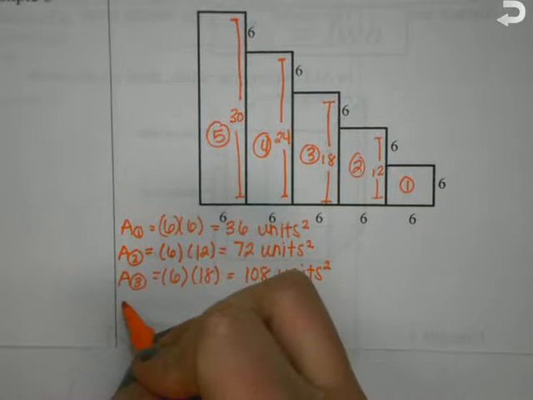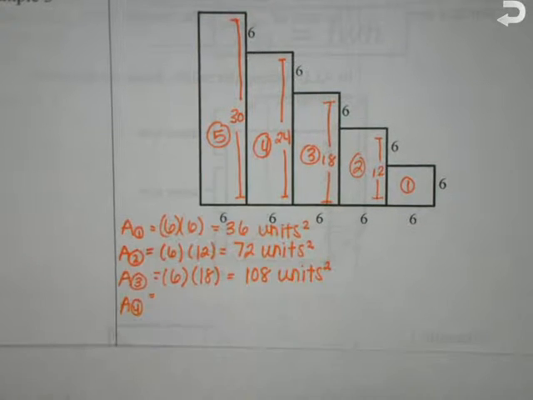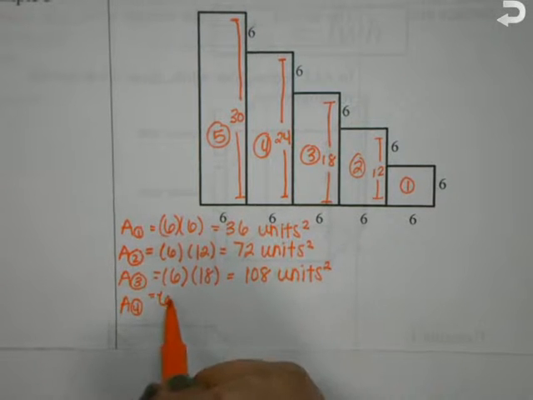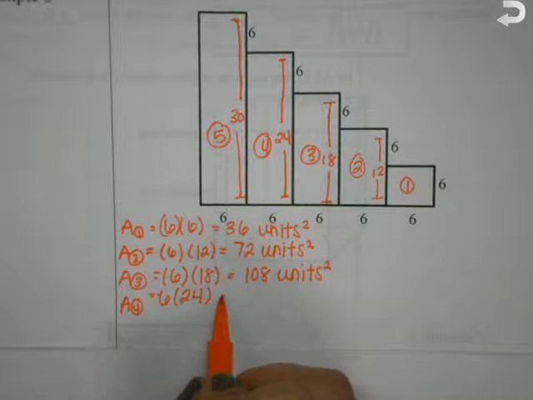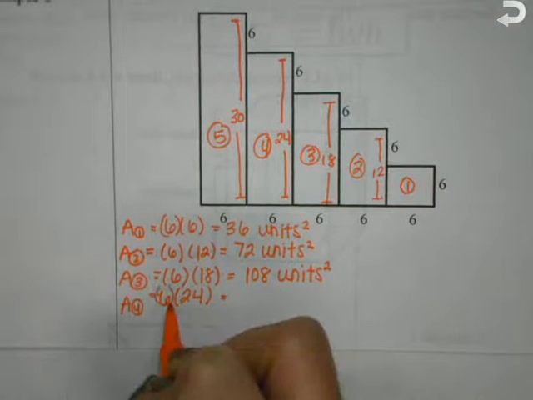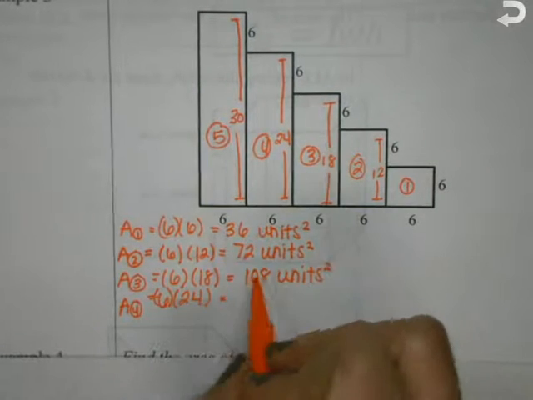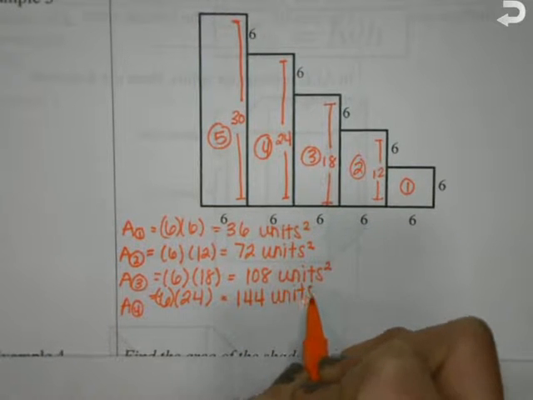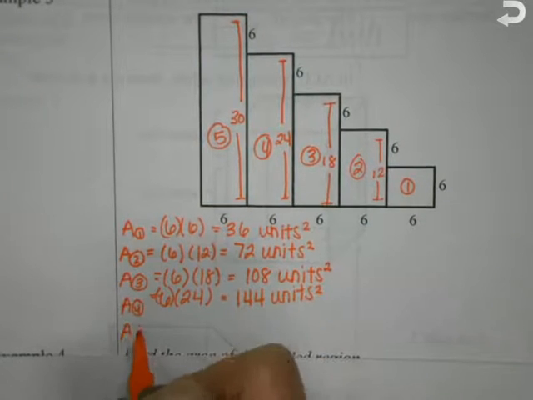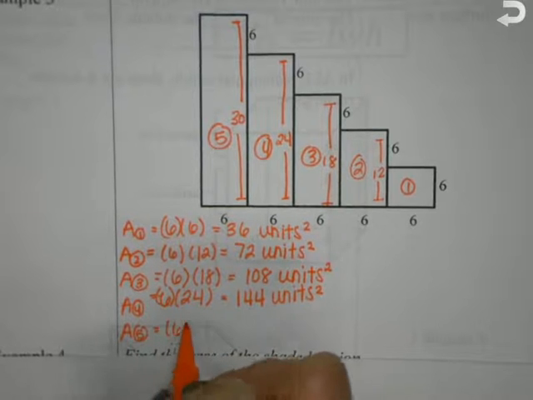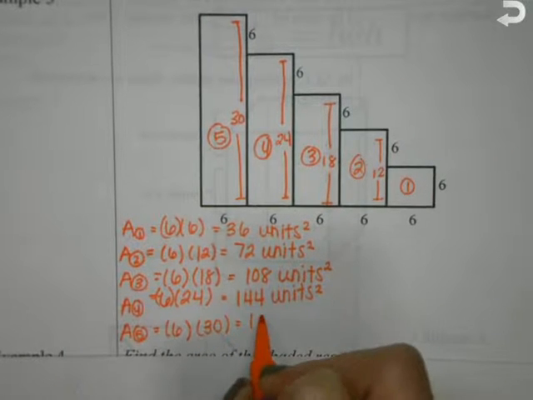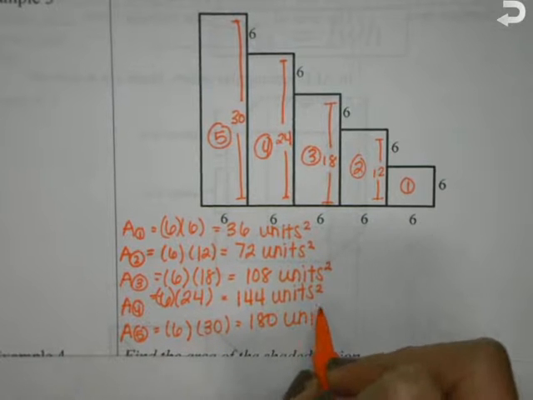What about area of 4? 6 times 24. 144. This is a lot. An area of 5. 6 times 30. This one shouldn't be bad. 180, right? Yeah. Units squared. Oh my goodness.